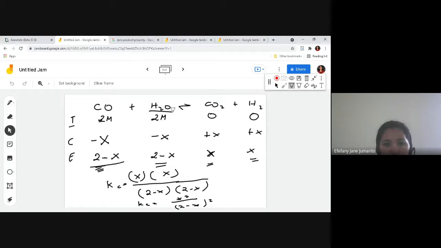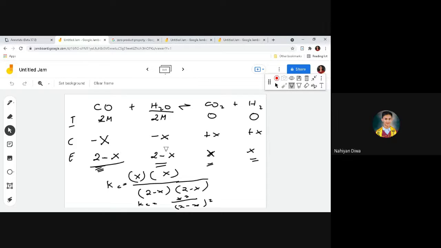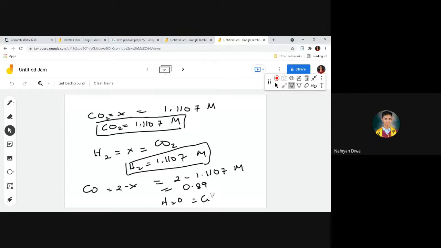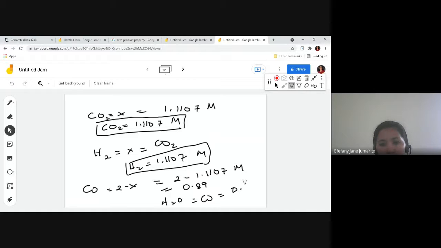And then, when we are asked of H2O, H2O is just equal to CO. Same gihapon. Okay, then H2 is equal to 0.89. CO is equal to 0.89. Okay. Molar. All right. So that's it.